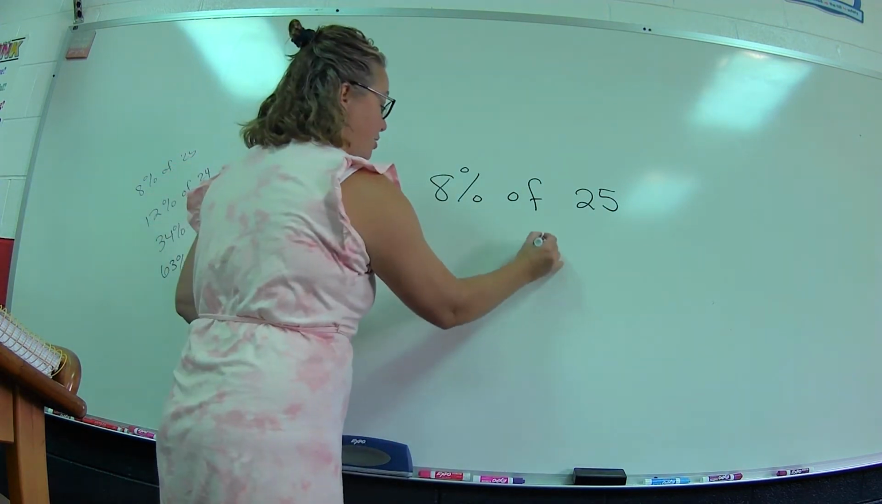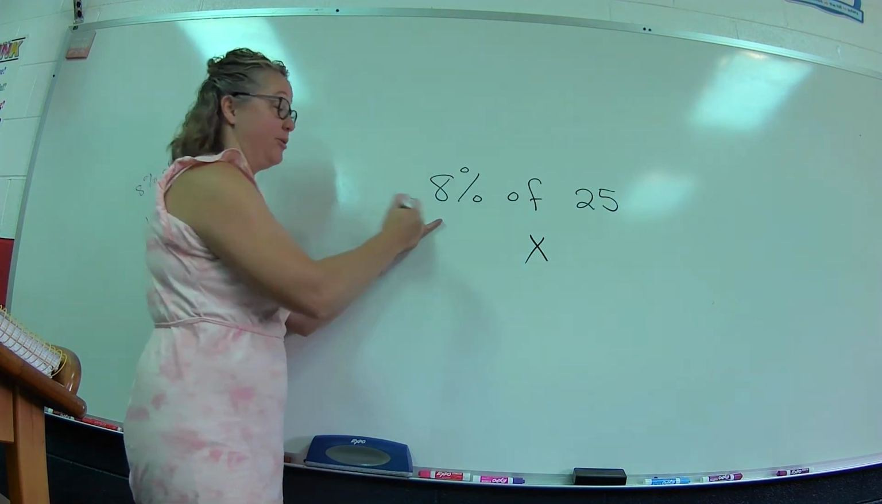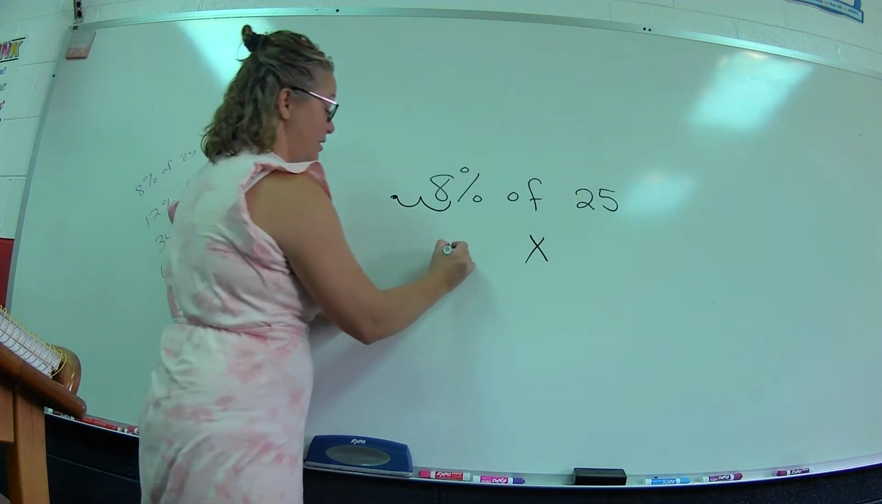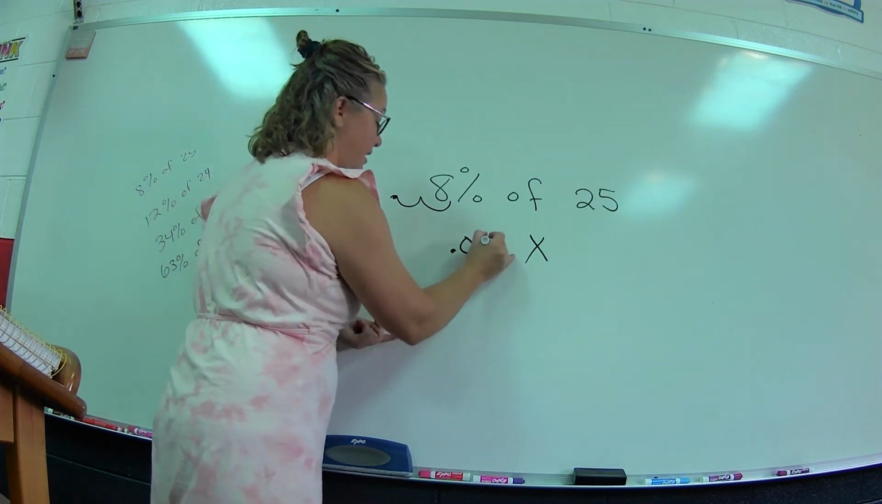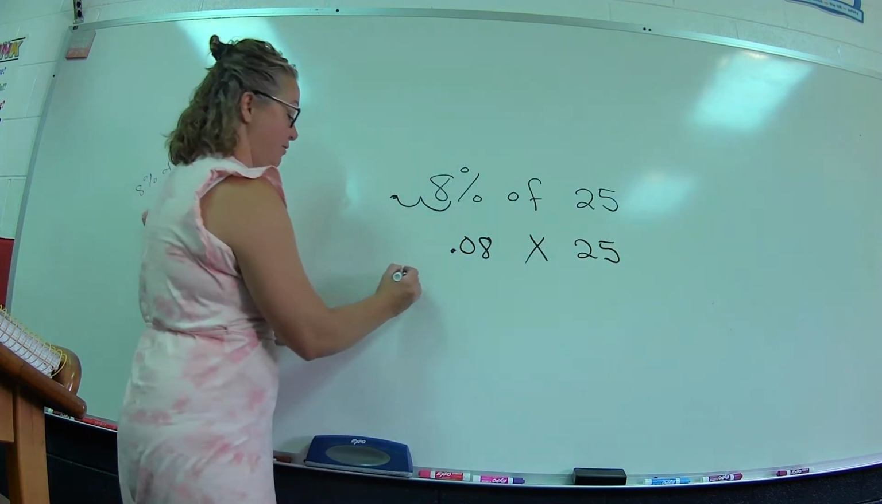Of means to multiply. 8%, we have to put it in a decimal. So that means we have to go 2 places to the left. So 0.08 times 25. Now we can solve.